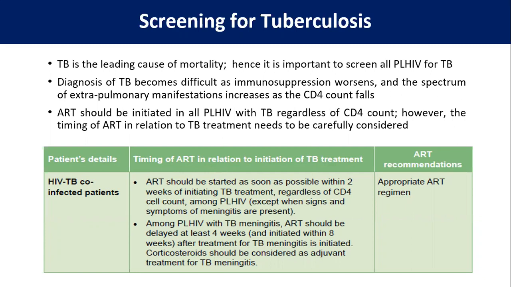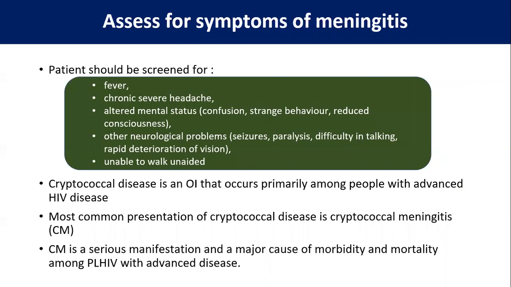For example, if there is an involvement of the meninges or the brain, then the initiation of ART is to be deferred to at least 4 weeks, but within 8 weeks of initiation of ATT, that is anti-tubercular treatment. And for those PLHIV who are having tuberculosis other than CNS, we can start ART within 2 weeks of initiation of ATT. Now, assess for symptoms of meningitis, because this is important, because on the basis of whether the patient is having meningitis or not, we are going to time our ART initiation.